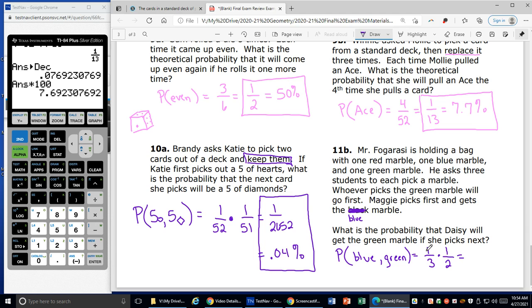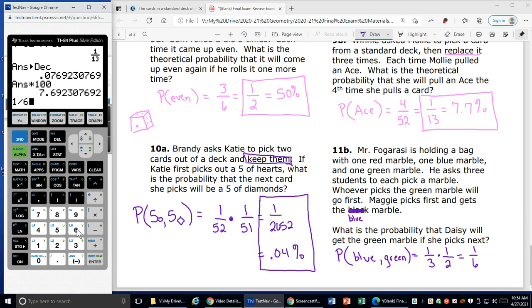So the probability is going to be 1 times 1, 3 times 2. So that's going to be a probability of 1/6, which shouldn't reduce. 1 divided by 6, math, make it a fraction. It stays 1/6. As a decimal times 100, our percentage is 16.7%.